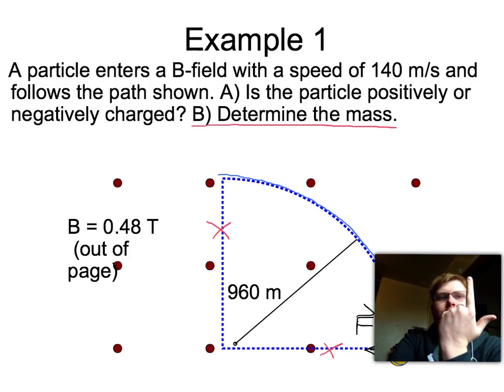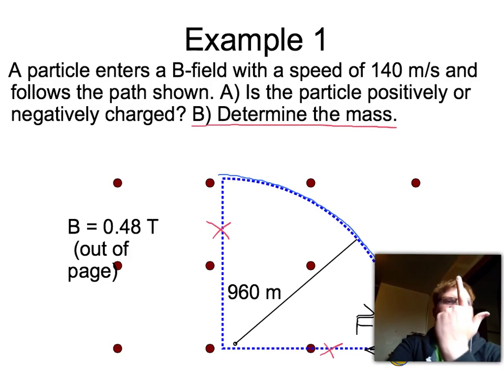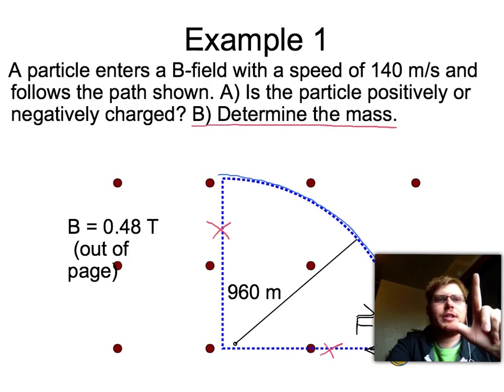But in the picture of the problem, we know there's a force the other way because we're going in a circle, and so there has to be a centripetal force that way. And so if it's opposite what you get from the right-hand rule, that means we're dealing with a negative.